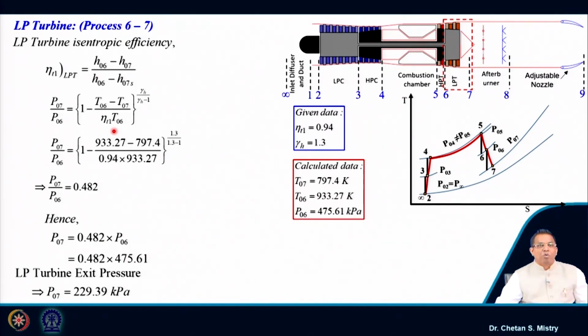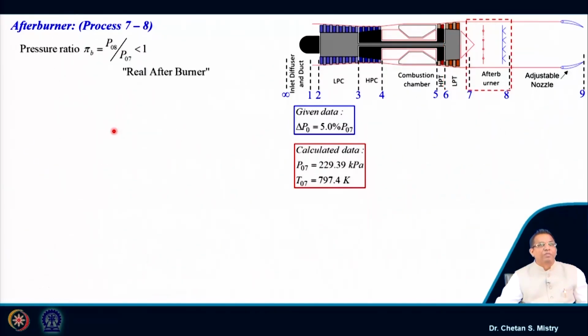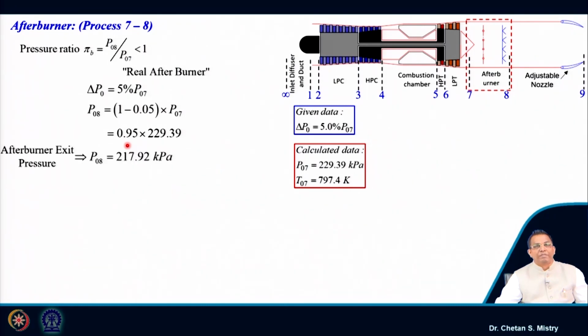Okay. So, up to here, what we have done is known to you, because we have solved this numerical in a previous case also for two spool configuration. Next we have our afterburner. In the afterburner we have discussed that we will have a loss of pressure. It says there is a 5% loss of pressure happening inside the afterburner. So, if we put this number, it says 0.95 times P07, and my exit pressure is coming 217.92 kilopascal.